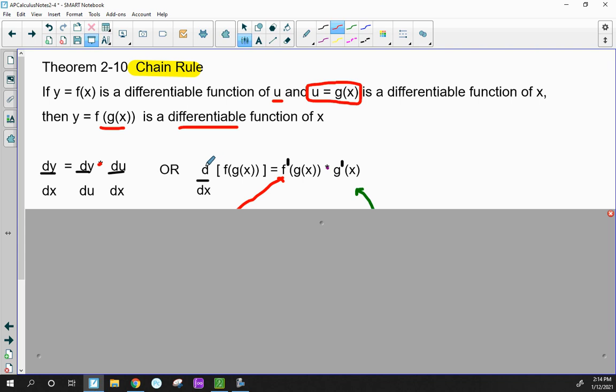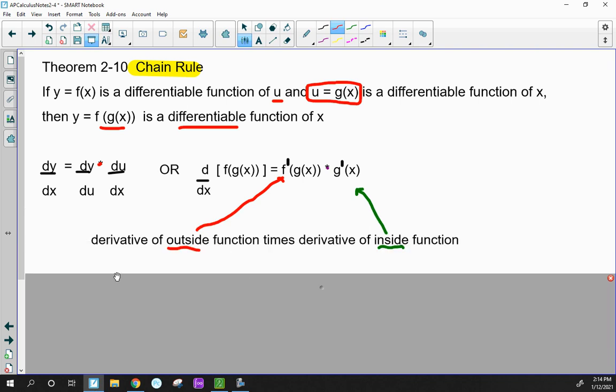Here's another way to write it. d dx, the derivative with respect to x of f of g of x. You're basically going to take the derivative of the outside function, which is the f. Notice my prime mark. You're going to copy down the inside rule. Please notice that says g of x. You're then going to multiply that by the derivative of the inside rule. Derivative of outside function times derivative of the inside function.